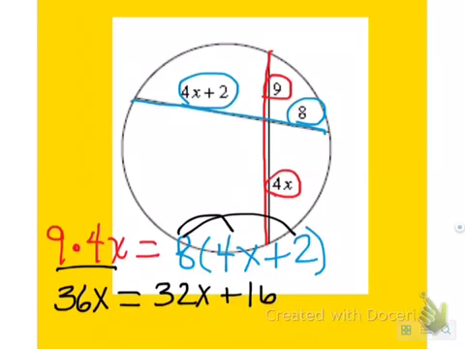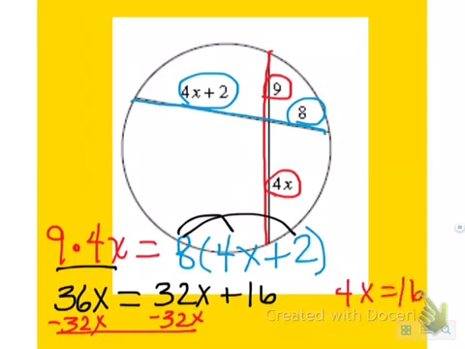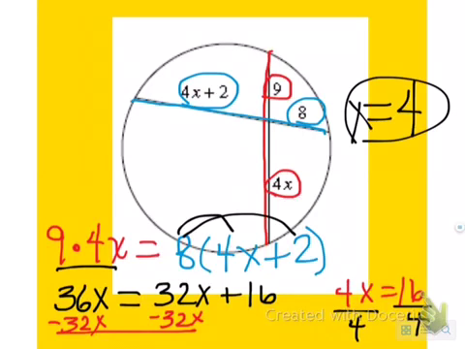All right, now all I need to do is solve for x. So I'm going to subtract 32x from both sides because I need to combine my like terms. So that's going to give me 4x equals 16. Then to solve for x, all I have left to do is divide both sides by 4. So I know in this case, x is going to equal 4. So all I have left to do is work it out.